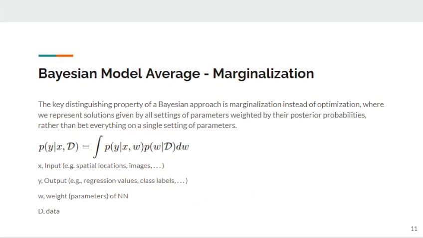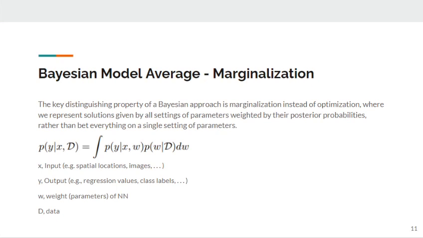In our case, marginalization is a posterior weighted model average. Rather than bet everything on one hypothesis with a single setting of parameters W, we want to use all settings of parameters, weighted by the posterior probabilities. The procedure is called marginalization of parameters, as the predictive distribution of interest no longer conditions on the parameters. So the key distinguishing property of a Bayesian approach is marginalization.